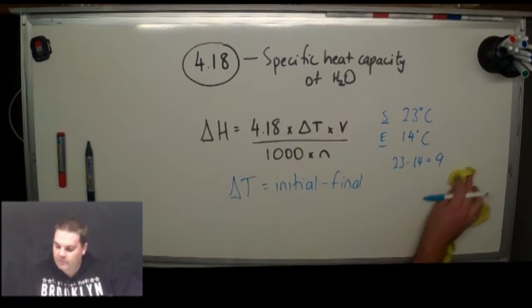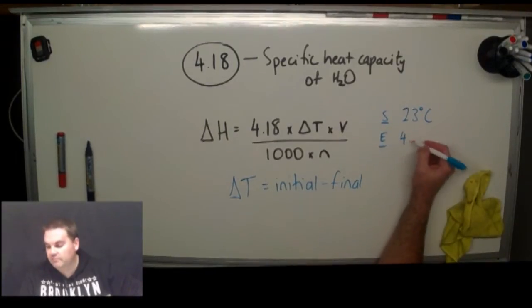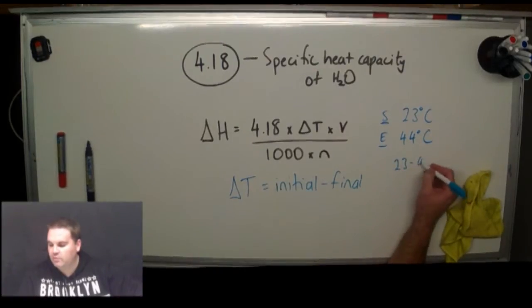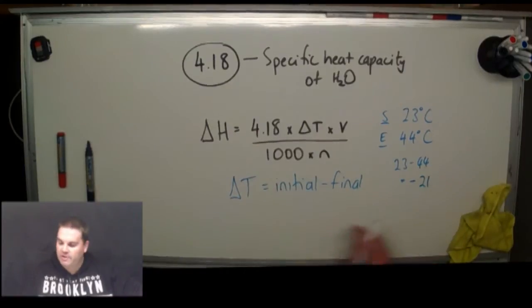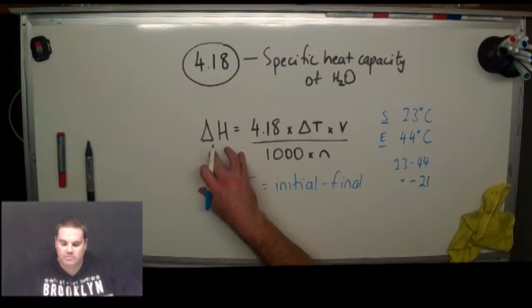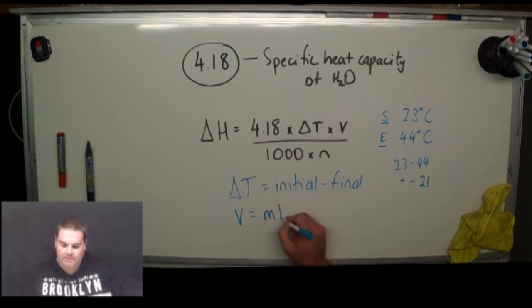Obviously, on the other side, if you have an end point which is, say, 44 degrees Celsius, you've got 23 minus 44, you're going to get minus 21. So putting a negative value into here will give you a negative delta H value, which is exothermic as well. The other really important thing to remember is that our volume is in milliliters in this one.